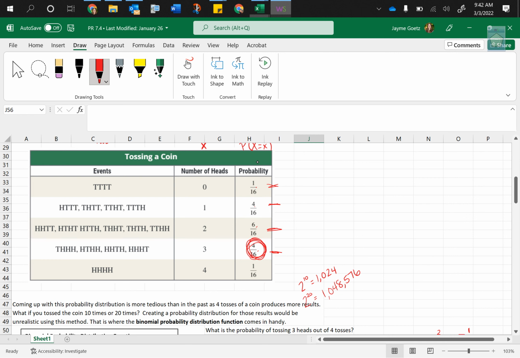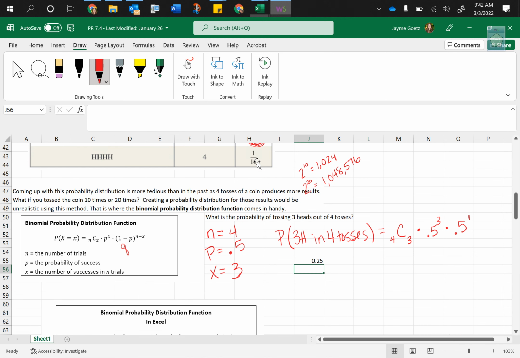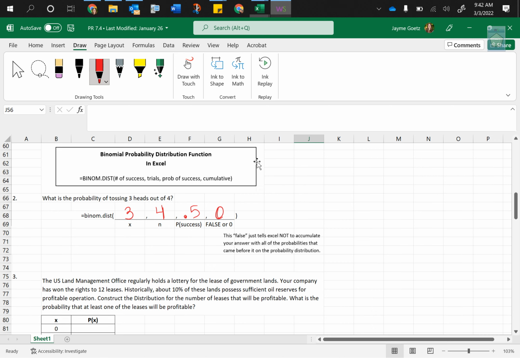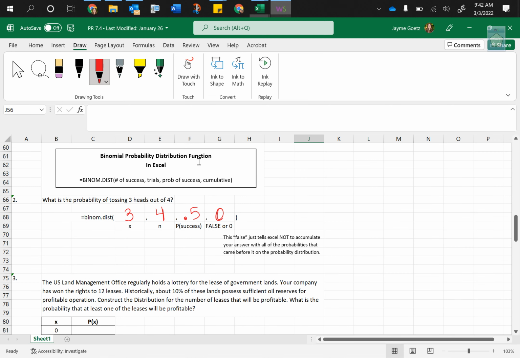Does that make sense? So false gives you just the one number, whereas true gives you that number and everything before it. Okay, so just keep that in mind. So that being said, let's use this function here to type it in.